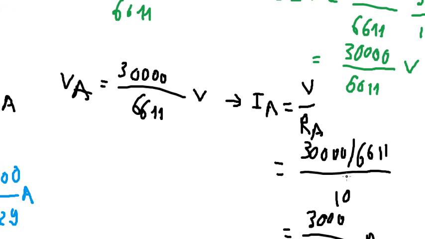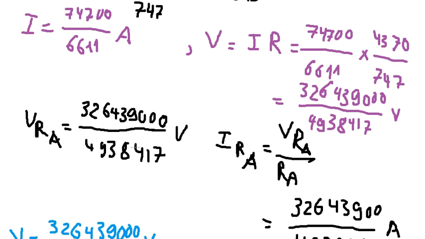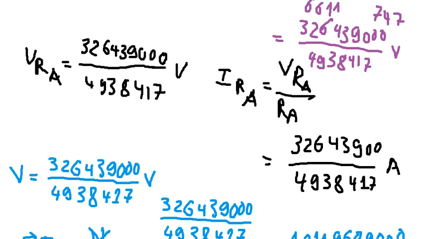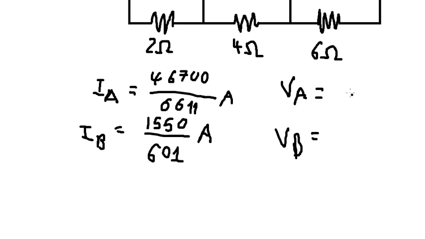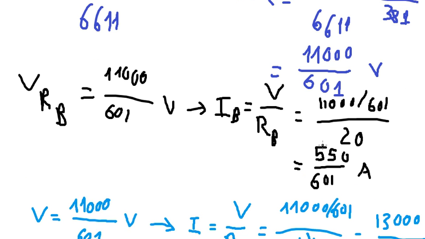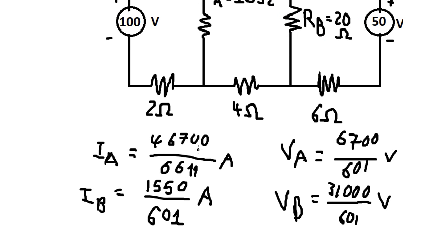Now about V8. V8, we have this number in here. We combine to V8 in here. This one. So that should be 6700 over 601. And the last one, VB, we use this number in here and this number in here. And this is the final answer.